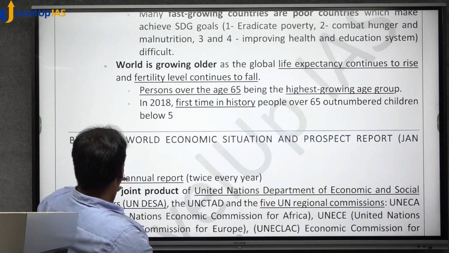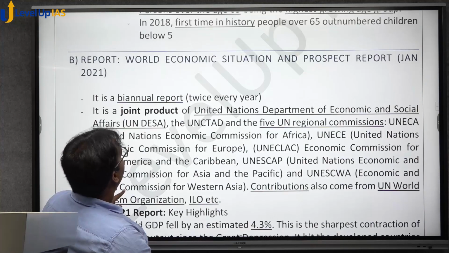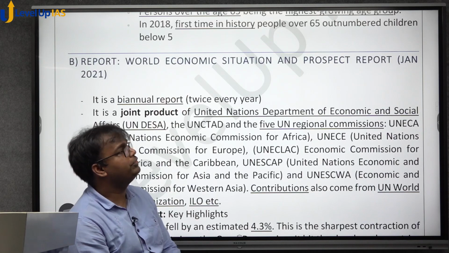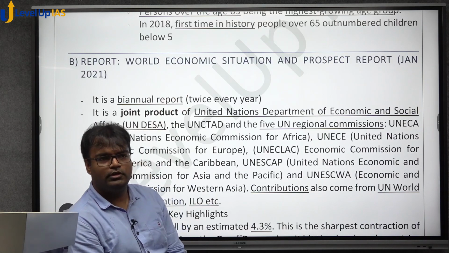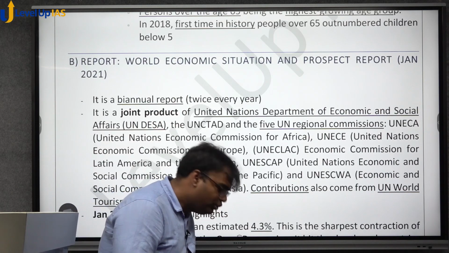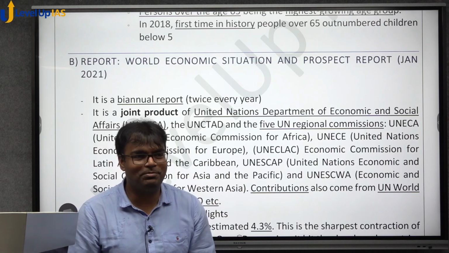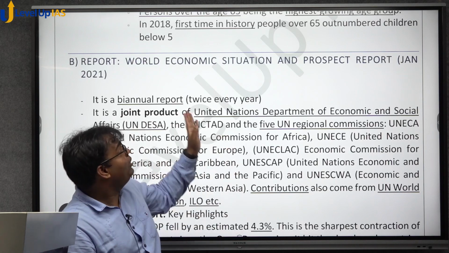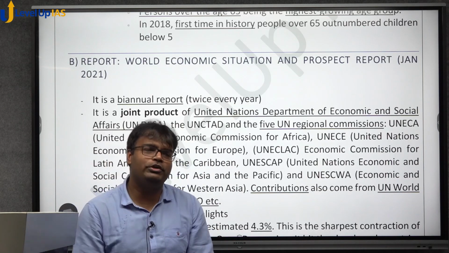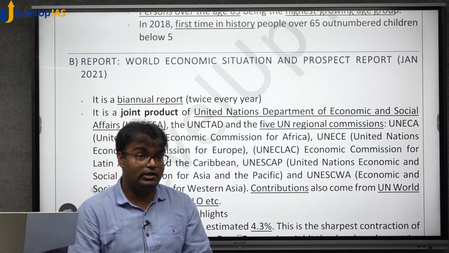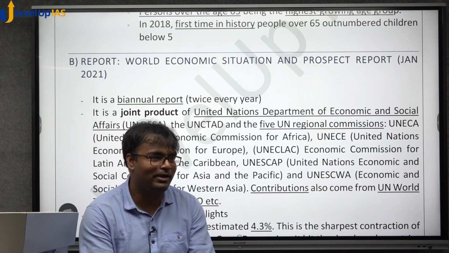Let's talk about another report, World Economic Situation and Prospects Report. Now, the most important thing is that you know who publishes this report. You have to memorize that. UNDESA publishes this report. Now, what would the World Economic Situation and Prospects Report be saying? Economic situation. The latest report would be saying the economic situation is bad.